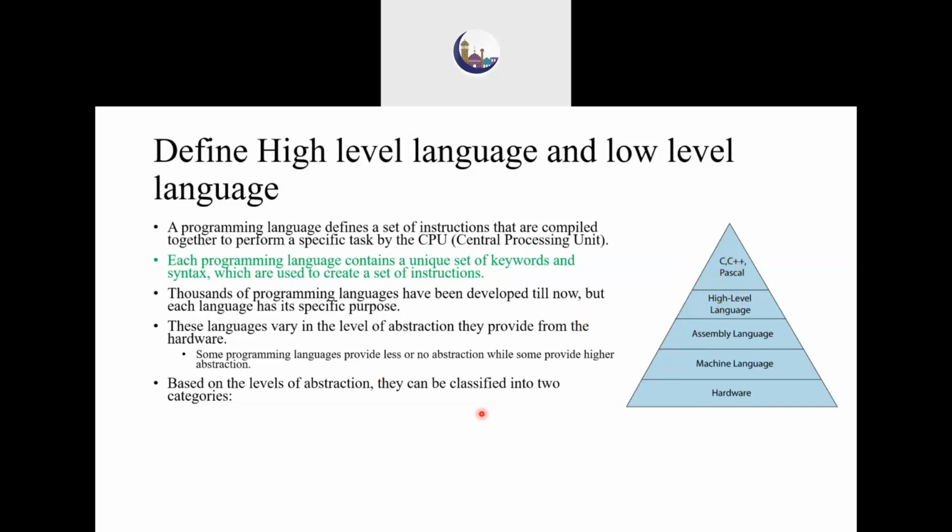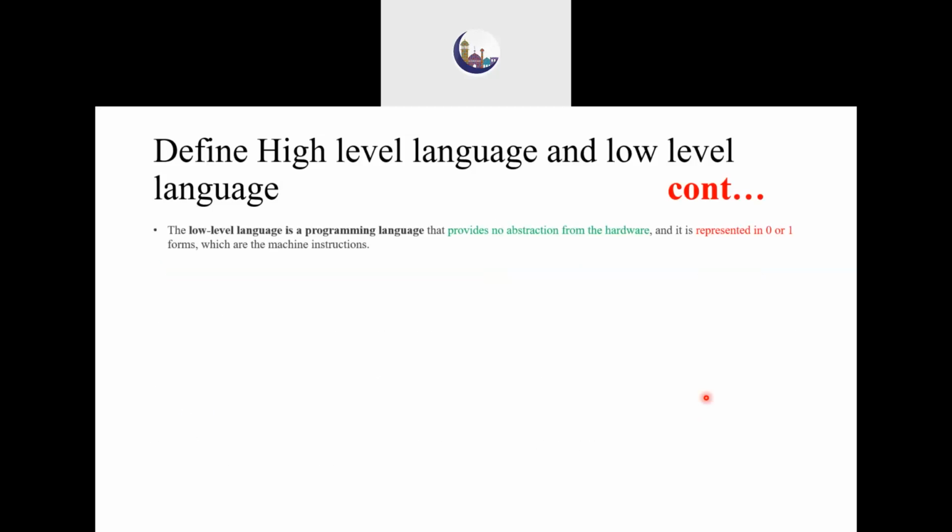Some of the programming languages directly interact with the hardware. Some will try to give an abstraction from the hardware. Abstraction means it will hide the internal implementation of machine language from the user. Some will hide it more. So based on this hiding, or abstraction, programming languages have been classified into low level and high level. Let's get to know about low level languages. As we have spoken about, a low level language is a programming language that provides no abstraction from the hardware, represented in only zeros and ones.